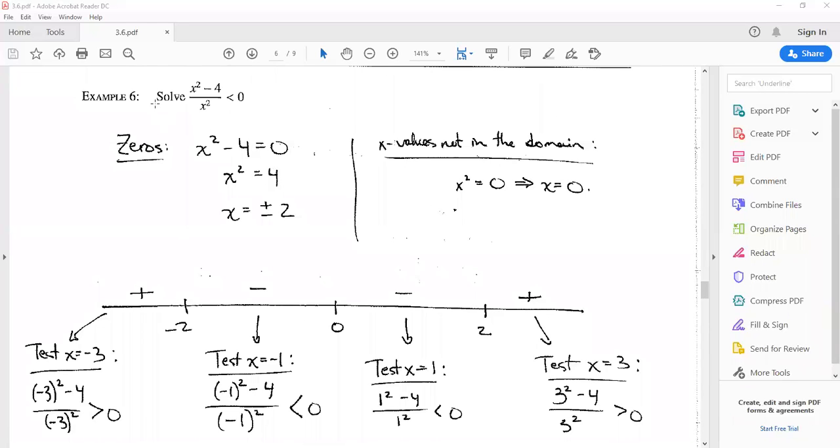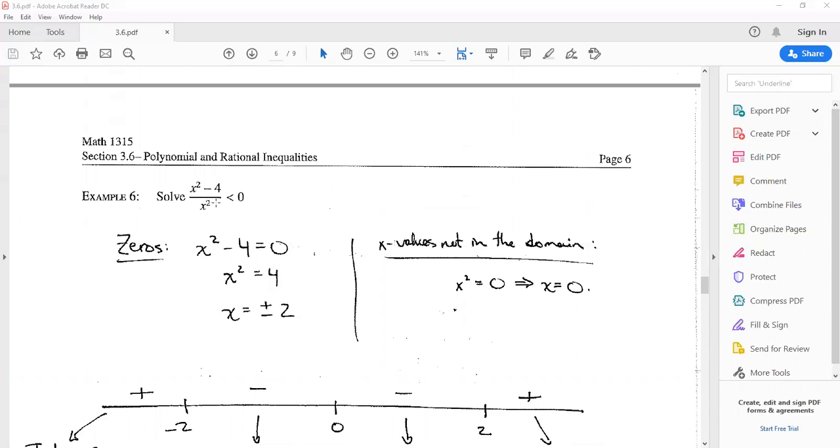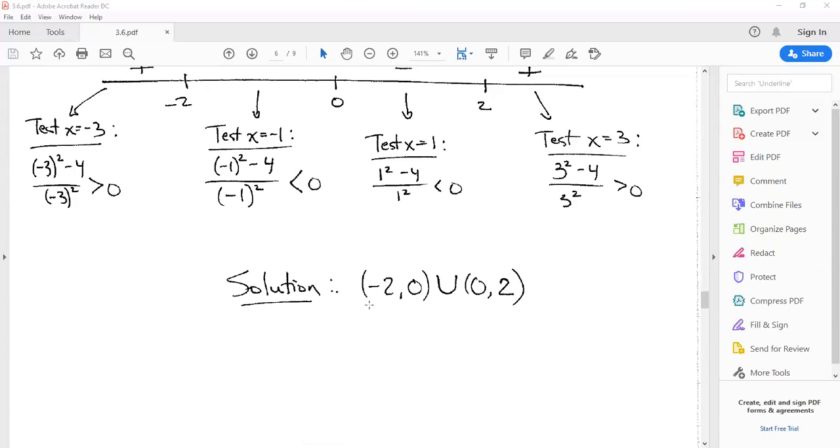So then what was it they were looking for again? They were looking for the x values where x squared minus 4 divided by x squared was strictly negative. Oh, and that is exactly these two intervals. And notice we are not going to include 0, because 0 is a place where this rational function is undefined. So our solution is 2 intervals, the interval from -2 to 0 union with the interval from 0 to 2.